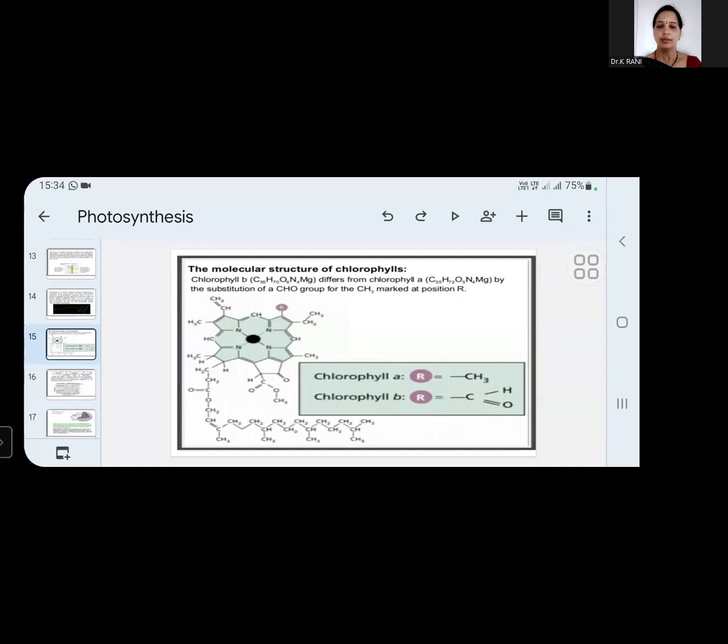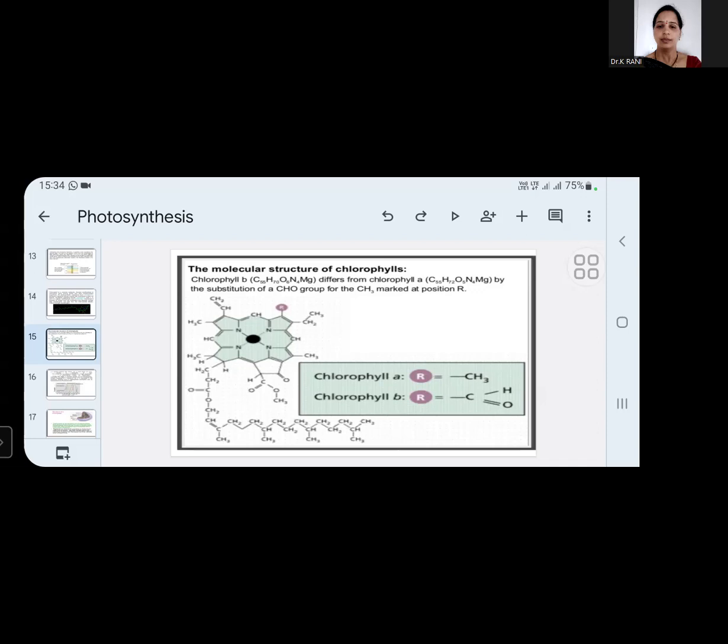C40H56O2 is the xanthophyll molecular formula. So this is almost the carotenoids. Carotenoids contain carbon and hydrogen. So the empirical formula of beta carotene is C40H56.